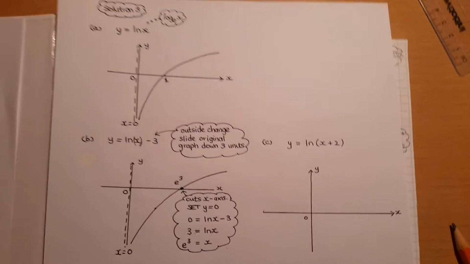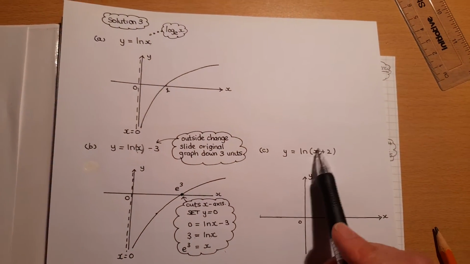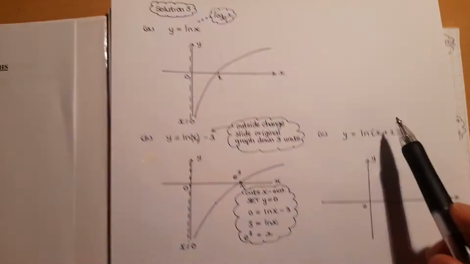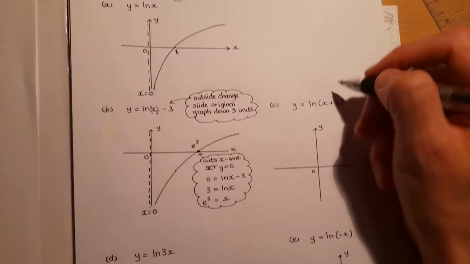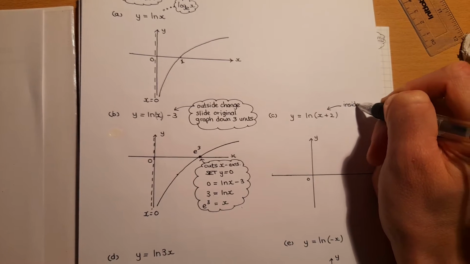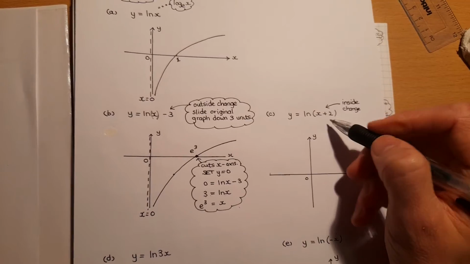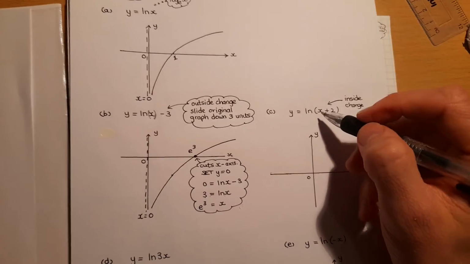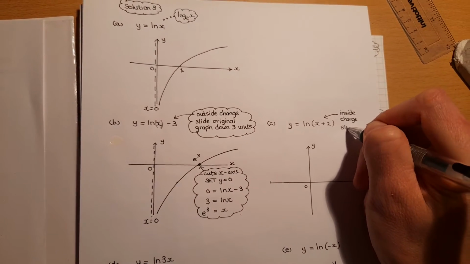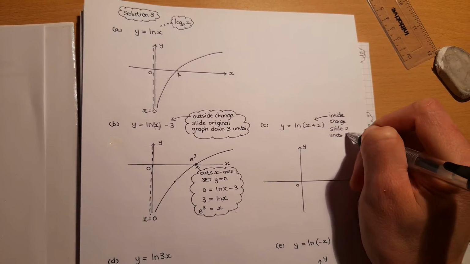Okay, let's look at part C. Now part C, they've already put brackets in for us, which is great, and you can clearly see that there's an inside change going on. The original graph, remember, is ln of x. Now we've got ln of x plus 2, so it's an inside change. And then obviously what that means, it's the opposite of what we think. So your brain is telling you to shift it 2 to the right. No, we're shifting it 2 left. So slide the original graph 2 units left.